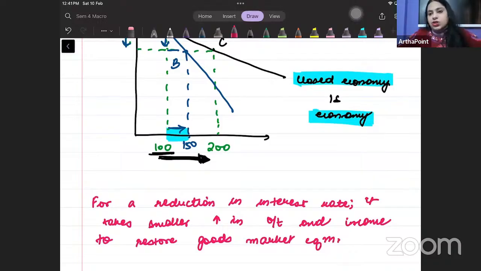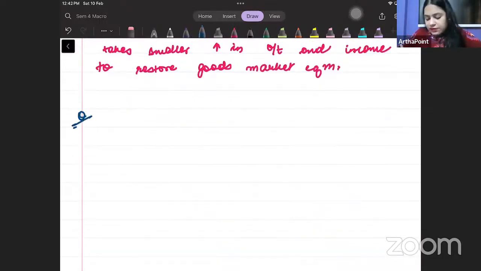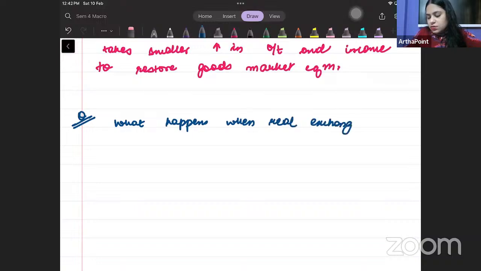Clear, beta? Acha, now, very important. Beta, if I want to look into the effect of other things, for example, if I ask you a question: how will the exchange rate affect my IS curve? So if I ask you what happens when the real exchange rate R increases, or the nominal exchange rate increases, what will happen?